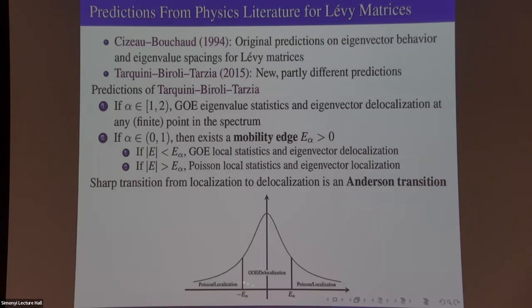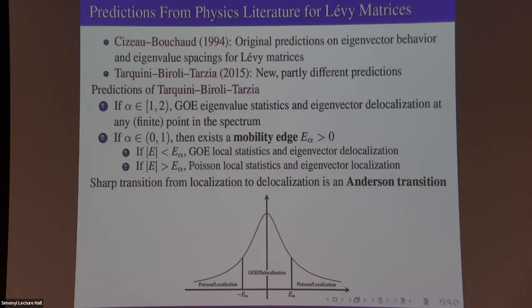And the claim is that if E is between these two points, then I have one behavior. If E is outside that interval, then I don't know. So you have different types of eigenvectors and eigenvalues. Okay, any further questions? Okay, so I'll keep going then.